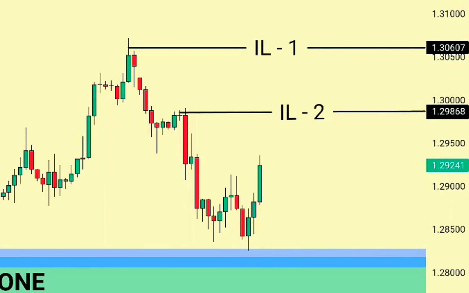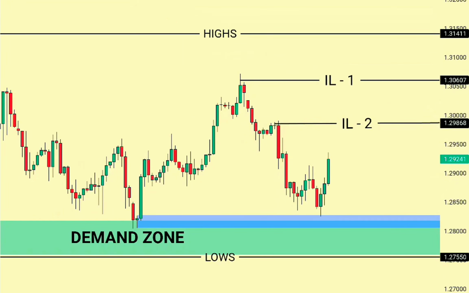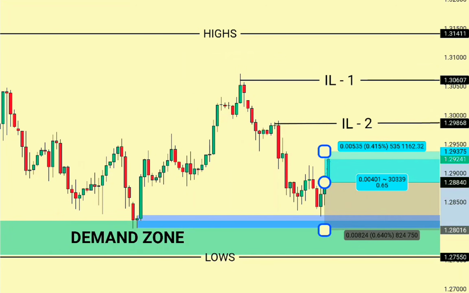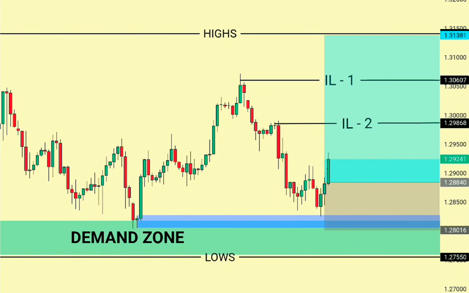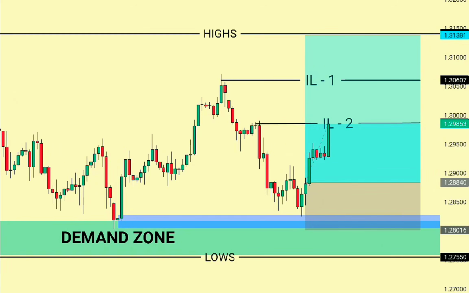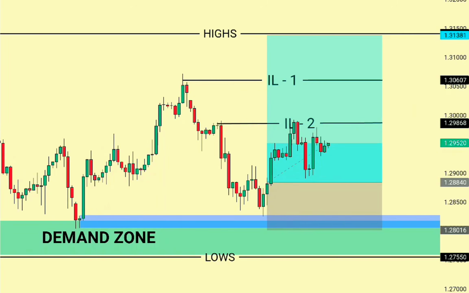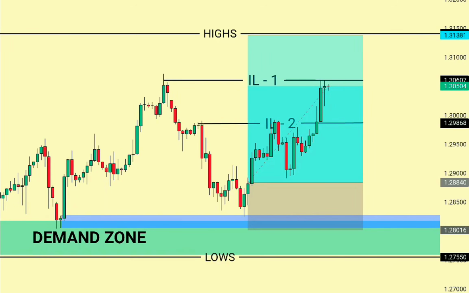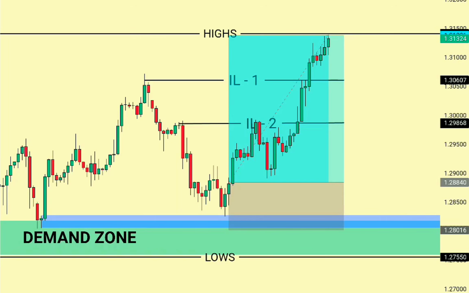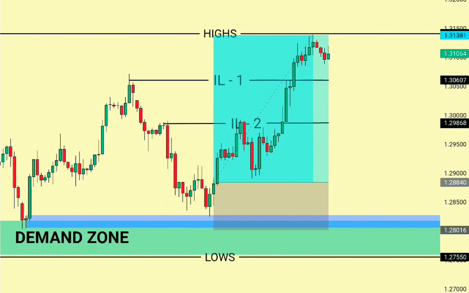Buyers become active, and after getting a clear bullish displacement, we have our confirmation to look for a buy entry. As the market moves higher, notice how it respects the internal liquidity levels instead of breaking the bullish direction. Finally, price continues its move and reaches the buy-side liquidity at the top highs, completing the bullish setup.